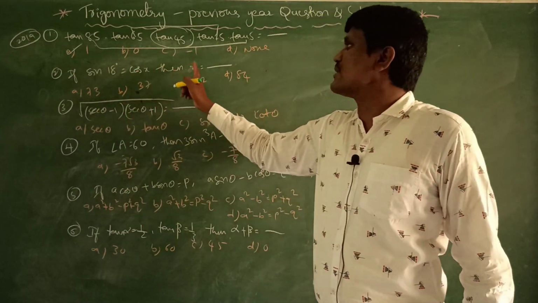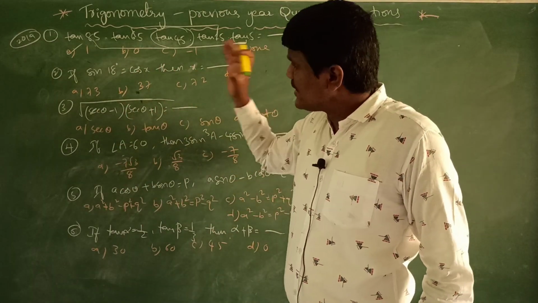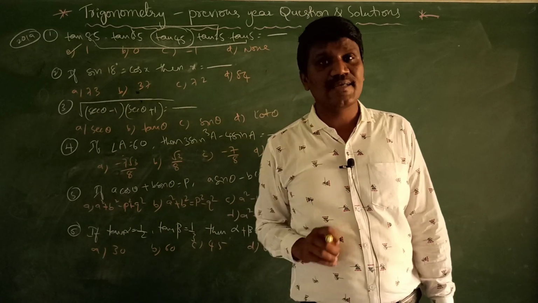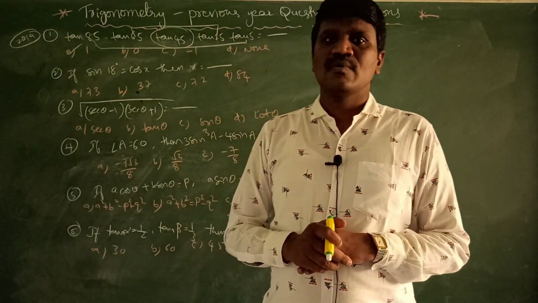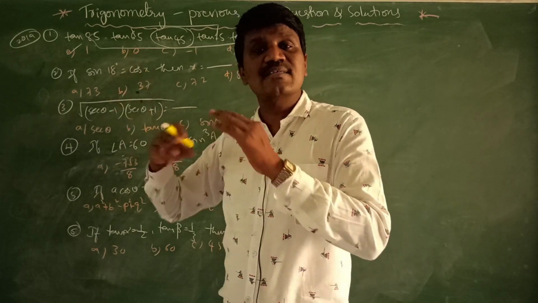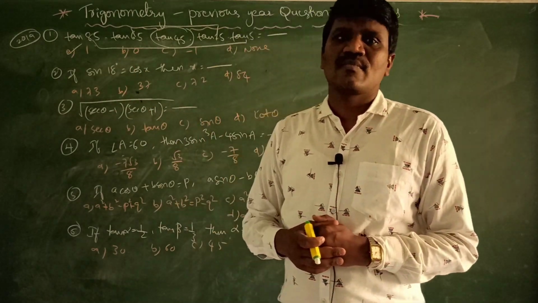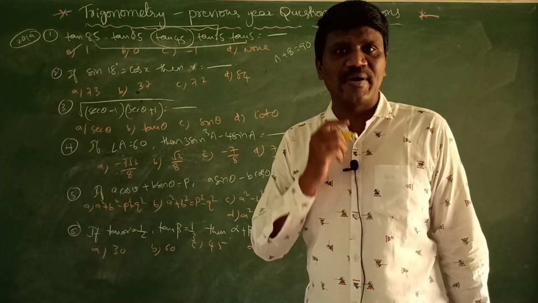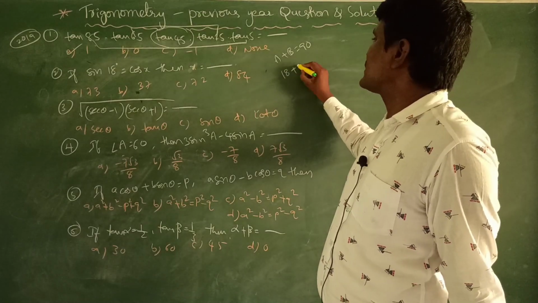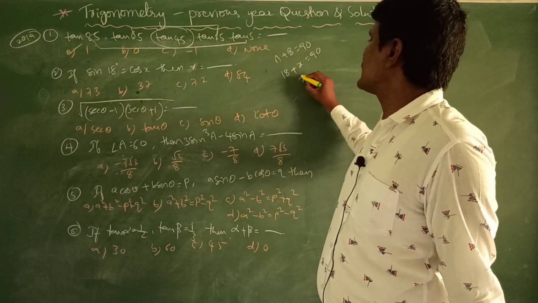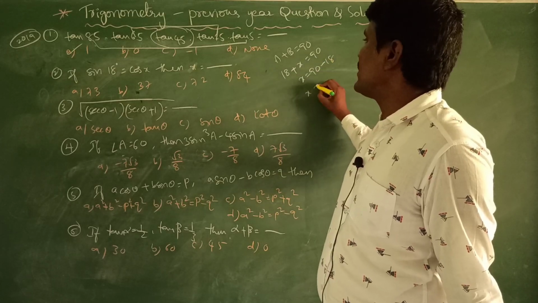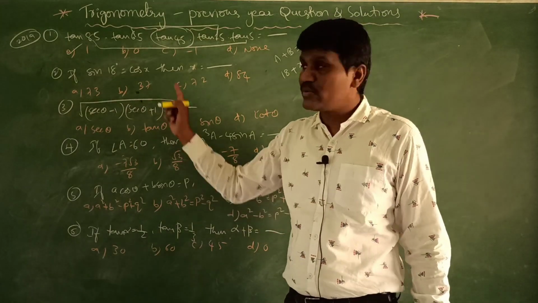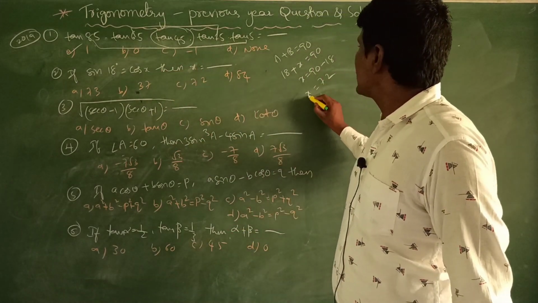Sin 18 is equal to cos x, then x is equal to dash. So whenever you see problems other than 0, 30, 45, 60, 90, that comes under complementary angles. What is the complementary of 18? Complementary is nothing but a plus b is equal to 90, then we can say two angles are complementary angles. So 18 plus some x is equal to 90. Then x is equal to 90 minus 18. 90 minus 18 is how much? It is 72. So here I can write x value is 72.